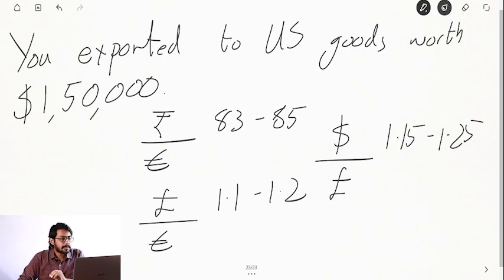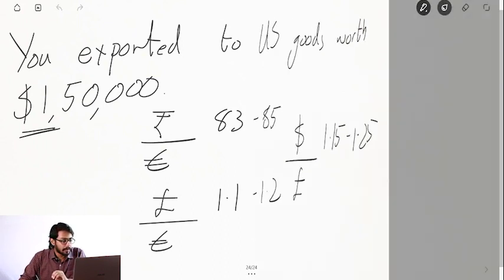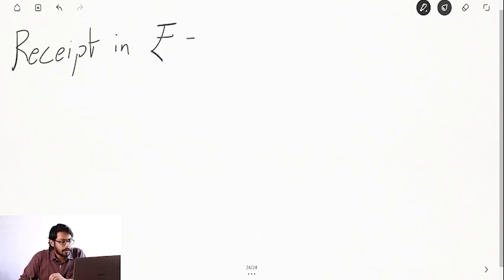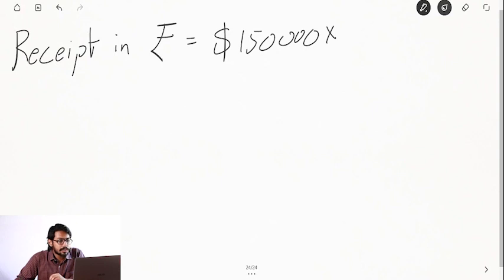How do we do it? You export it to US, goods worth 1,50,000. Find the receipt. Okay, question is obvious. Receipt in which currency? You are Indian, so receipt in rupees. So receipt in rupees is equal to $1,50,000 into rupee by dollar. Rupee by dollar, do you know? You don't know. So let's go to working note 1.